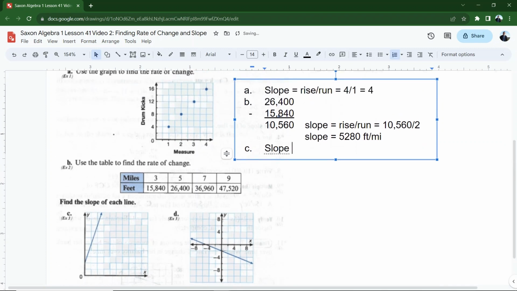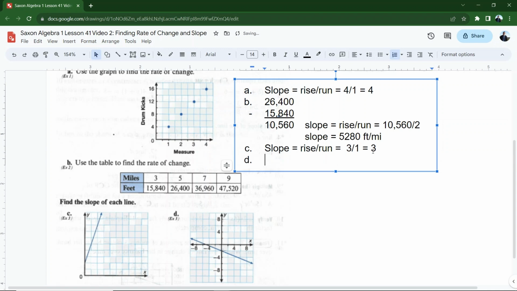Okay, so I'm just going to say slope equals rise over run, I know my run is 1. What is the rise for every 1 it goes over? Well, let's look at the rise from here to here. 1, 2, 3. My slope is going to be 3 over 1, which is actually just equal to 3. And that's all it takes. Let's look at letter D.